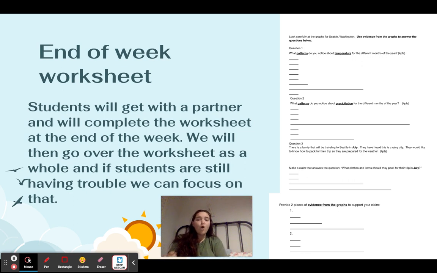We will then go over the worksheet as a whole. Number one is about patterns of temperature. Number two talks about patterns of precipitation. Number three talks about a scenario, and number four contributes back to number three. If students are still struggling with the understanding, we can always stay and go over what needs to be gone over. And that is the end of my lesson.